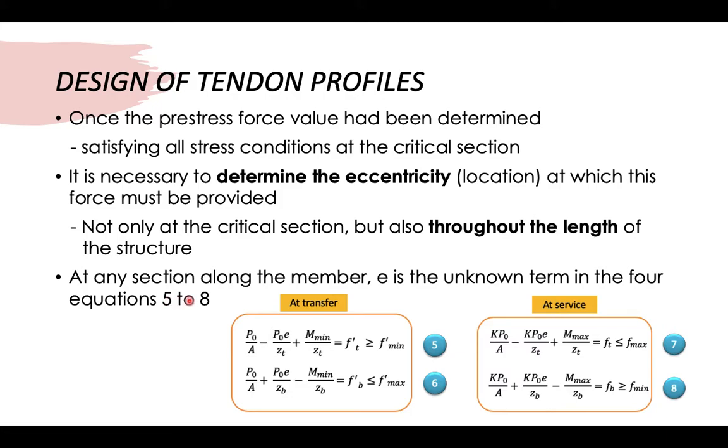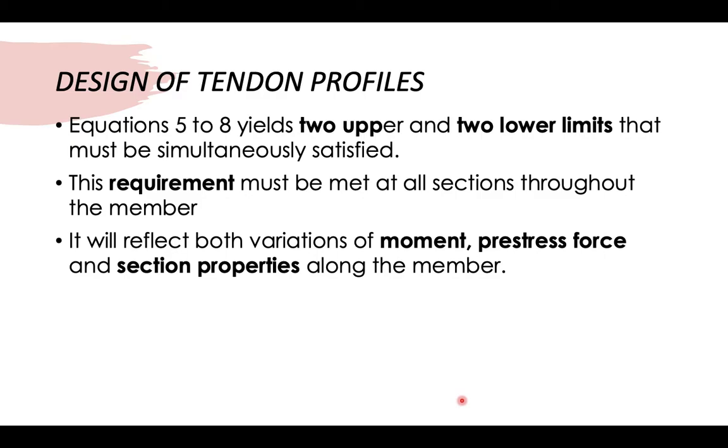At any section along the member, e is the unknown term in the four equations, which are equations 5 to 8. These are the equations that we have used previously, in order to check our pre-stress values against the stress limits. We can see here that we have this e value, which is actually the unknown value. So we are going to rearrange these equations, in order to get the equations for eccentricity.